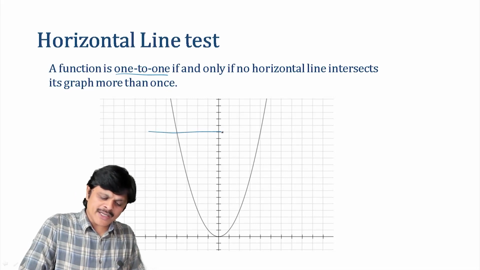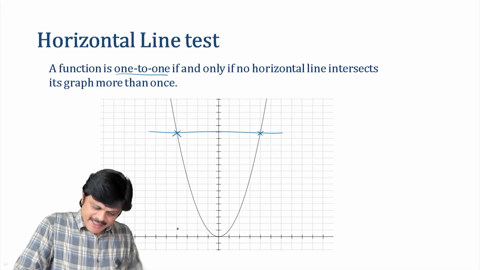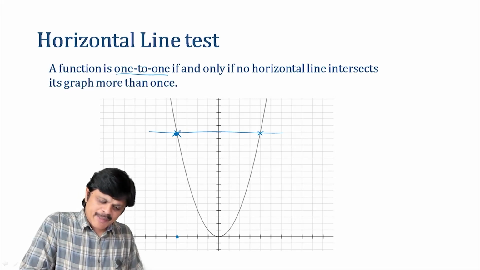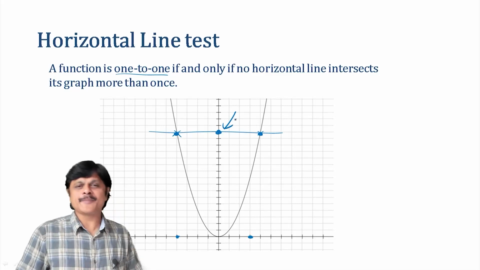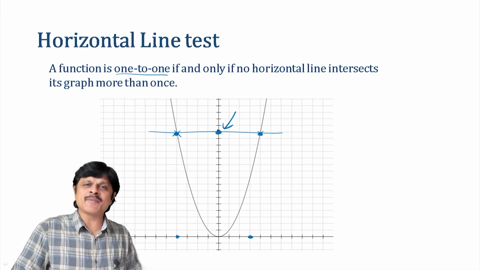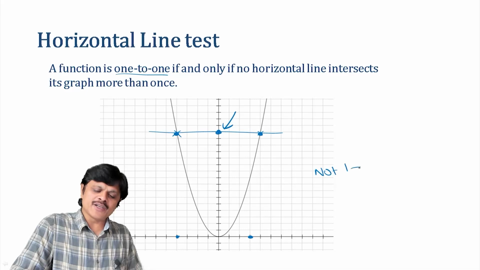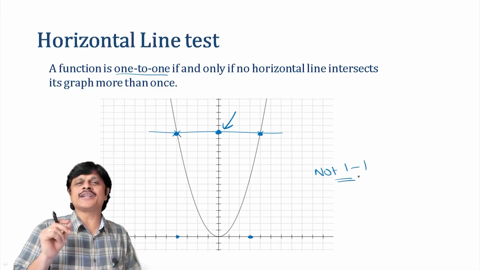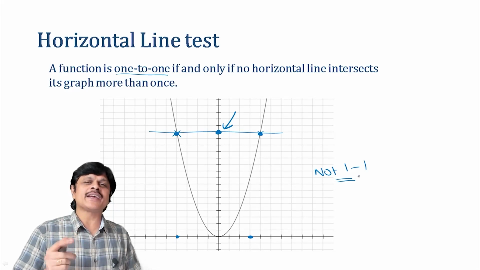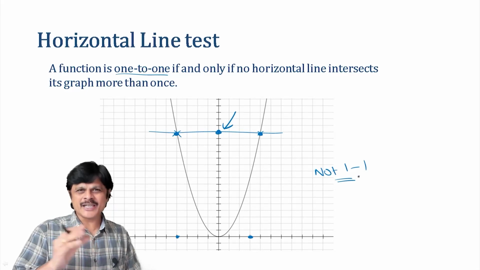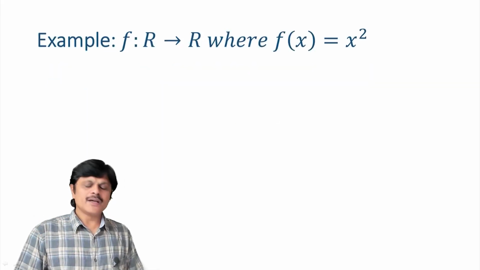So if you drop a horizontal line and it cuts the graph at 2 points, it means for this point, this is the image, and for this point also the image is this one. That is, for 2 different points you are getting the same image. Therefore, it is not 1-1. So the horizontal line test can tell you whether the given function is 1-1 or not. The vertical line test can tell you whether the given curve, the relation between x and y, is a function or not. Clear?